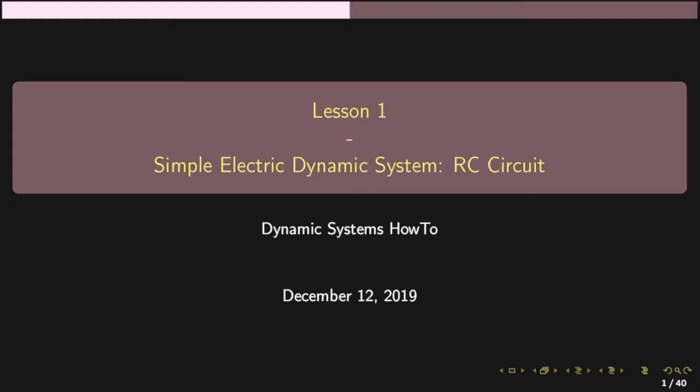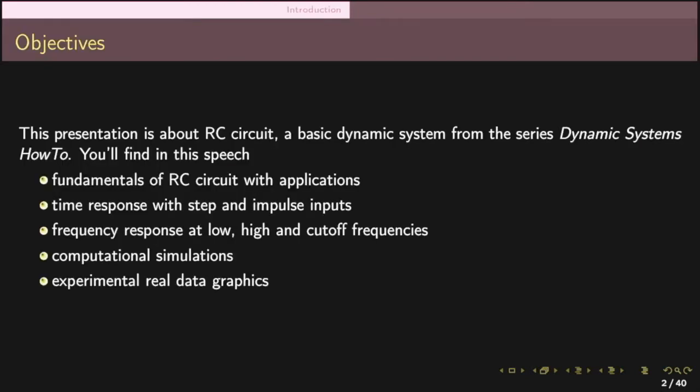This is lesson 1 of the Dynamic Systems How-To series. We'll see a simple electric dynamic system, the RC circuit. This presentation is about the RC circuit, a basic dynamic system from the series Dynamic Systems How-To.